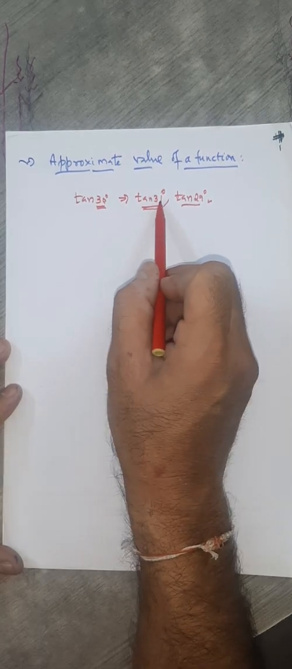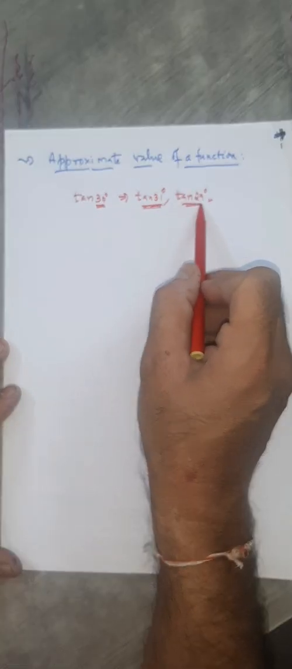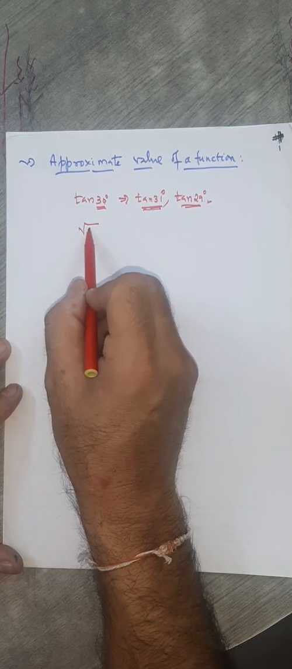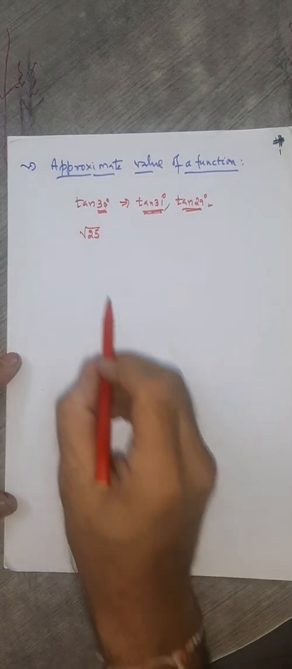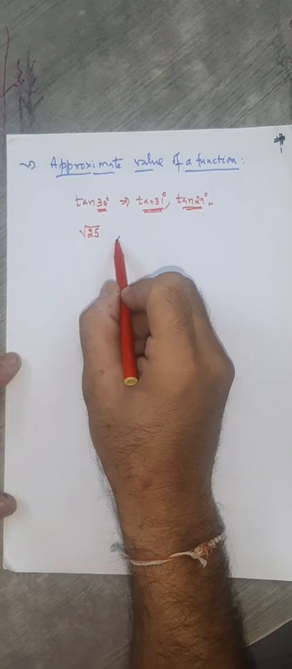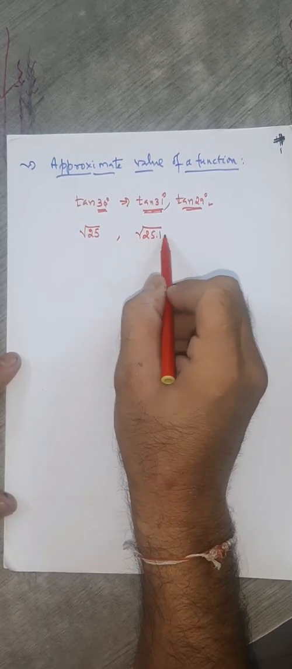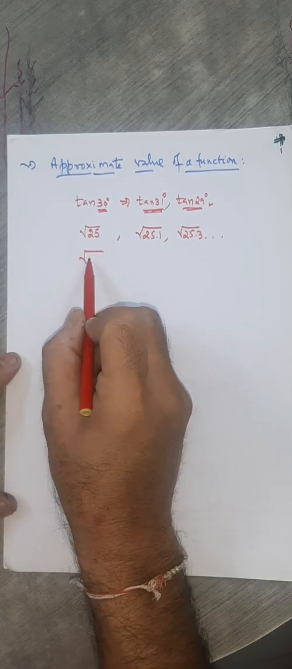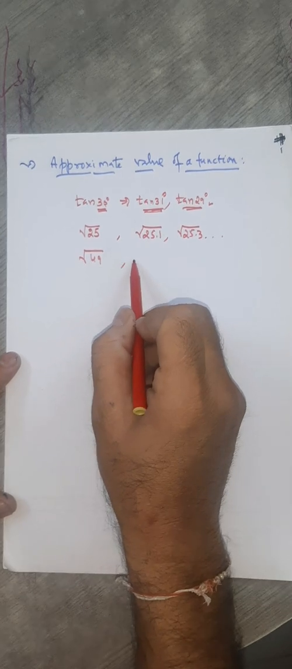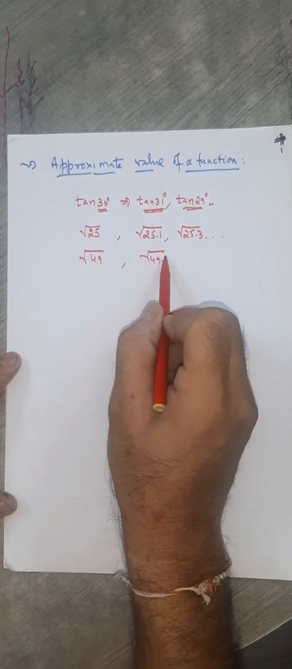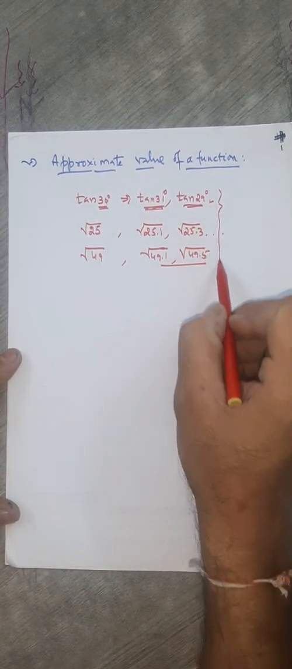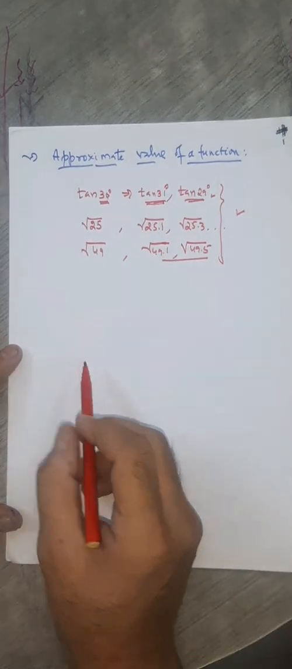Between 30 degree and 31 degree, that error is 1 degree. So like this, error should be small. Then you will get the more accurate answer. For example, you know root 25, but with the help of this you can find root 25.1, root 25.3, and so on. Same way you know how to compute, for example, square root of 49. So you can compute 49.1, 49.5, and so on. So this is what we want to do. We want to get such values with the help of differentiation.